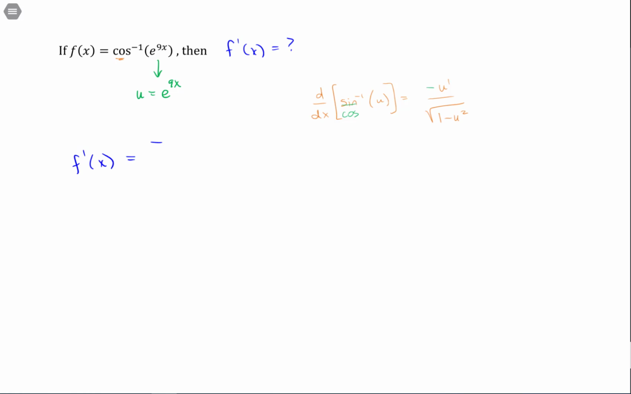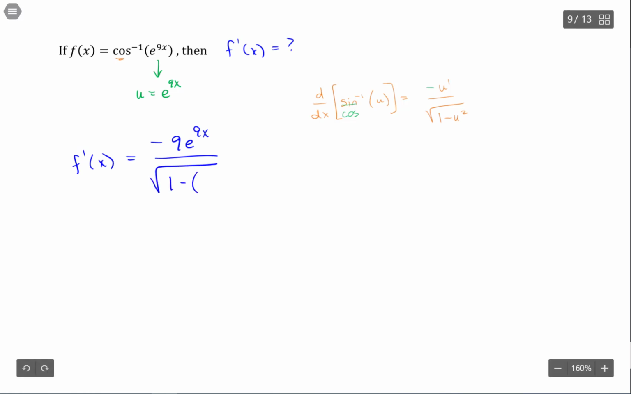So the derivative of e to the 9x is going to be 9e to the 9x, because any exponential function has a derivative that is itself. If it's base e, you don't have to do anything further. If it's any other base, you do have to do something further, but this one's base e, so it's itself times the derivative of the exponent. Then in the denominator, it is the square root of 1 minus the function u, e to the 9x, squared.